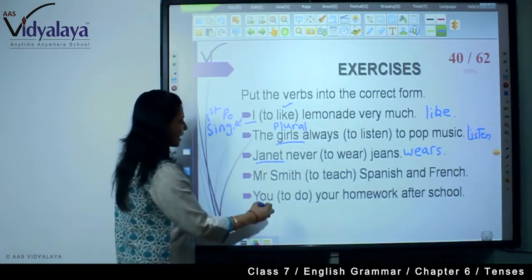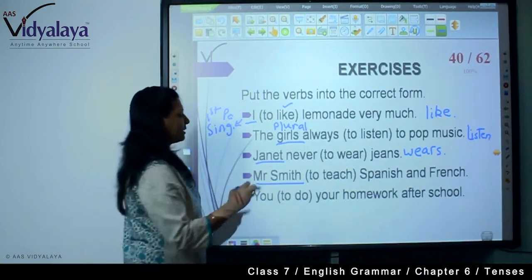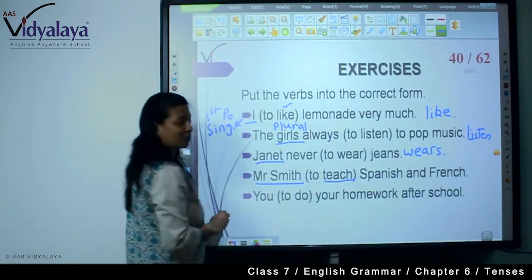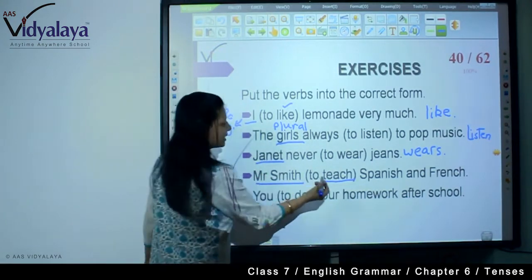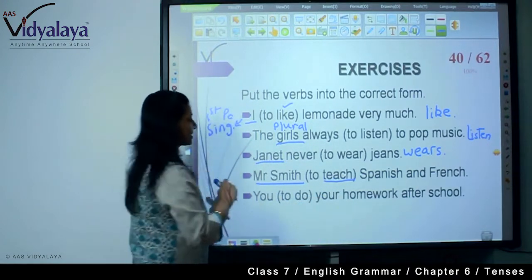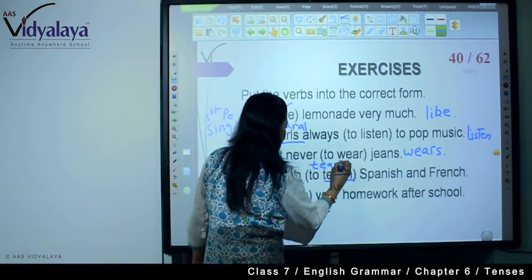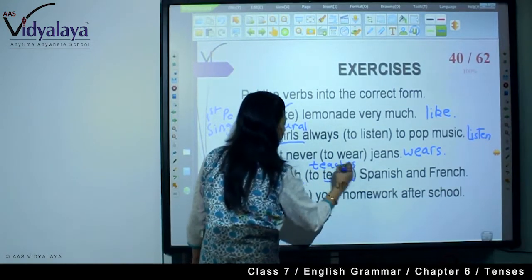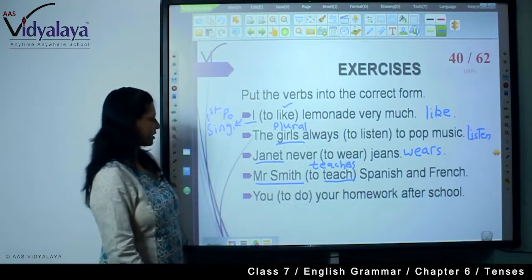Mr. Smith, again singular and a name. Then the verb is teach. So what will you write? You have learnt that if there is a ch, you need to add es. So this is teaches. Mr. Smith teaches Spanish and French.